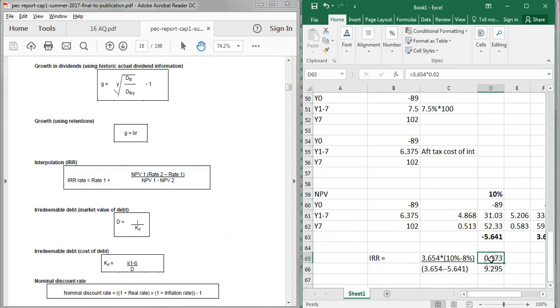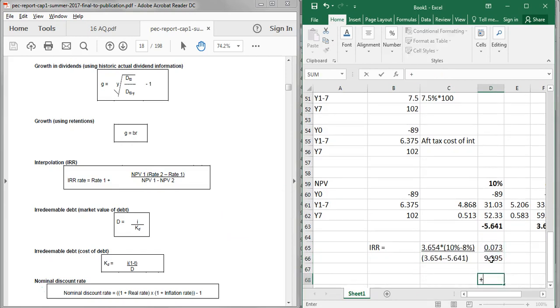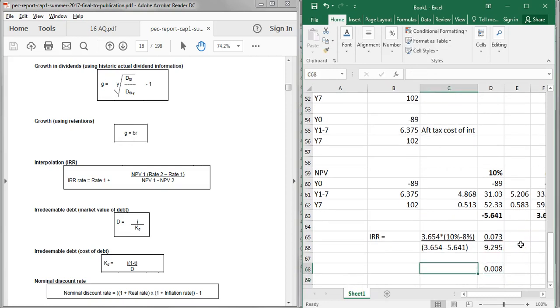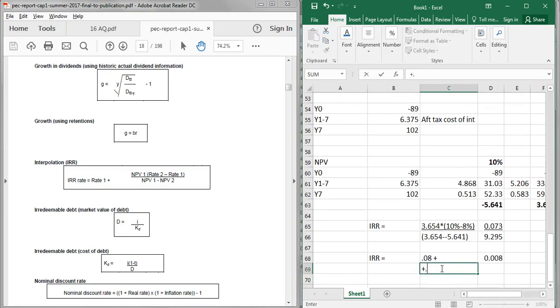So if we do that calculation out, that gets us an answer of 0.073 divided by 9.295. So nearly 1%. And to that, we add, as per the formula, rate 1. We add 0.08. So our IRR is 0.08 plus 0.008. So it's 8.8%.